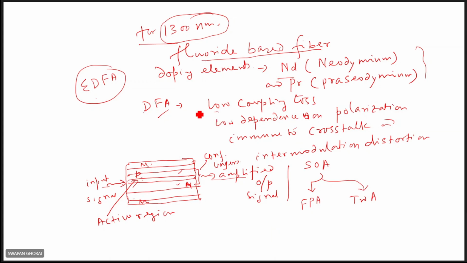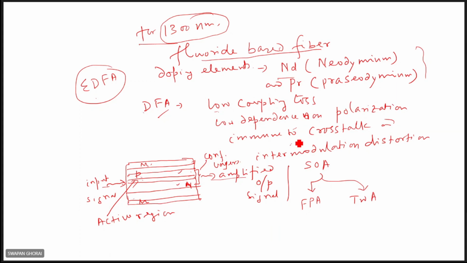This EDFA can be 10 to 30 meters in length. Of course, you can increase the length, but the gain will decrease. We discussed that last time, and today I'll also discuss it in detail. Also, it will have low dependence on polarization, there will be no crosstalk in doped fiber amplifiers, and also no intermodulation distortions. Those are present in the case of the semiconductor optical amplifiers, SOA, right? So the doped fiber amplifier will have these advantages, right?